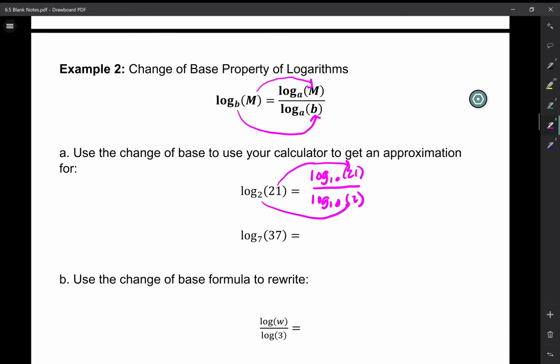Now I can use my calculator to approximate these. Let's see, log of 21 is about 1.32, and log base 10 of 2, log 2, is about 0.30. If I take 1.32 and divide it by 0.30, I get 4.4.